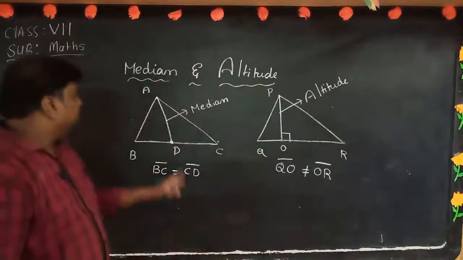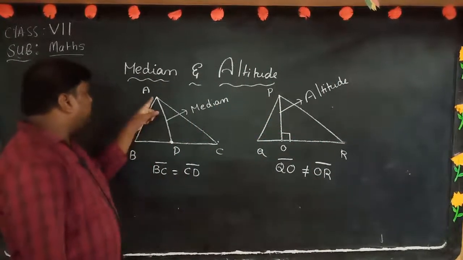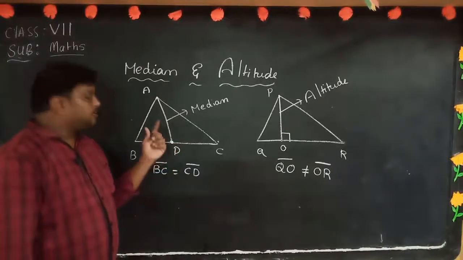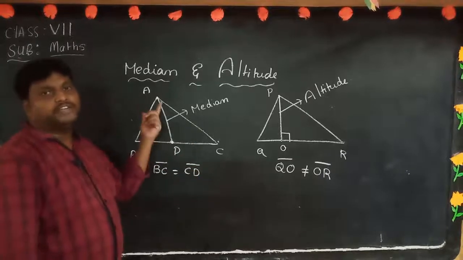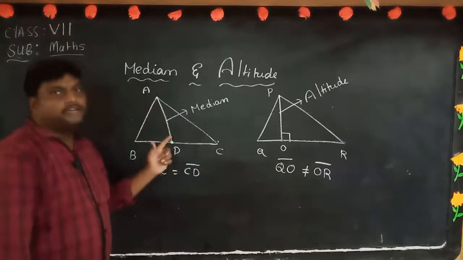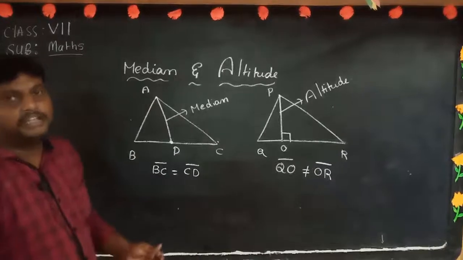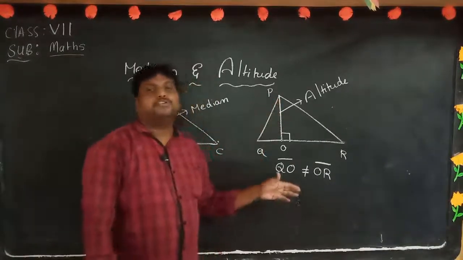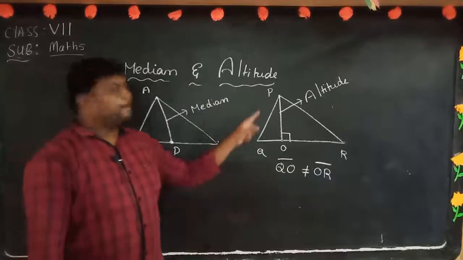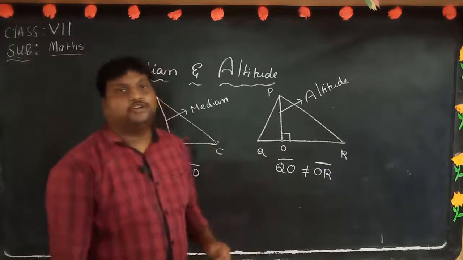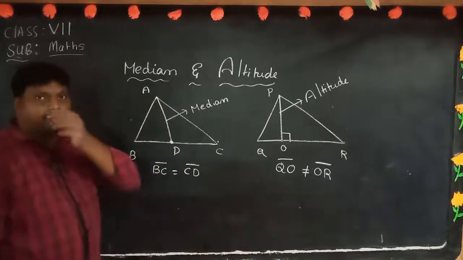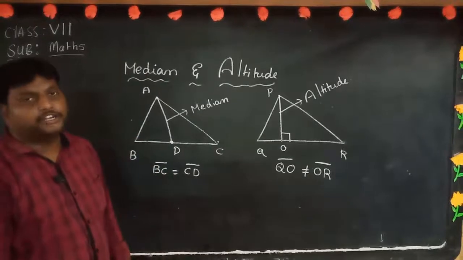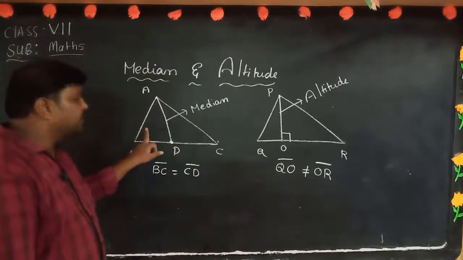The median is the line segment from one vertex to the middle point of the opposite side. The same line segment, if you draw from one vertex perpendicular to the opposite side, is called the altitude. One triangle has three medians, and in the same way, one triangle has three altitudes.